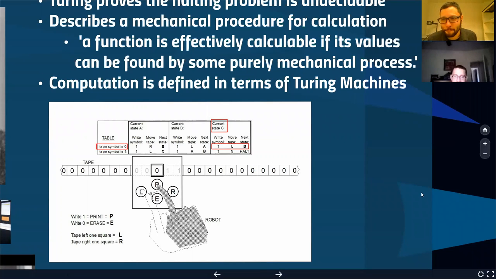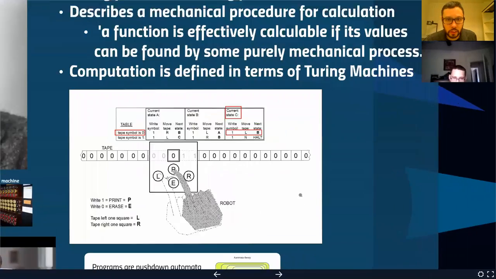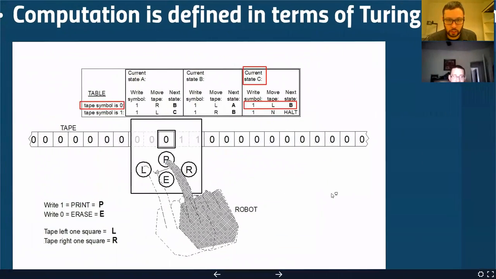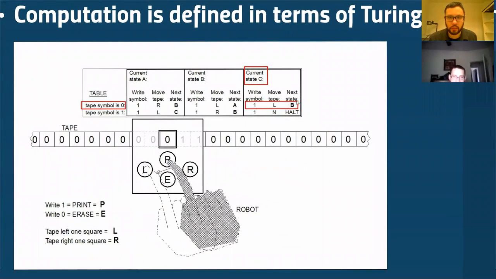We start in current state C, then following this table, you go to B, then A, and then you go back from A to B to C, and then you stop.